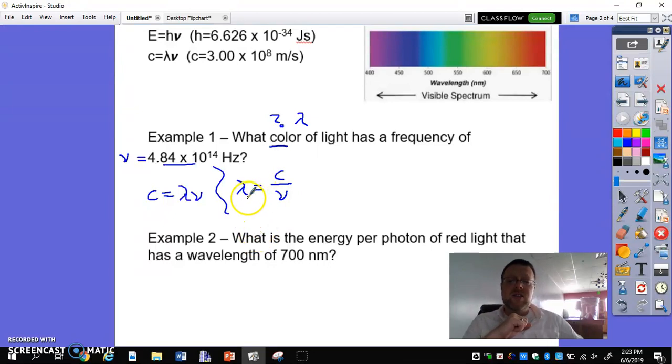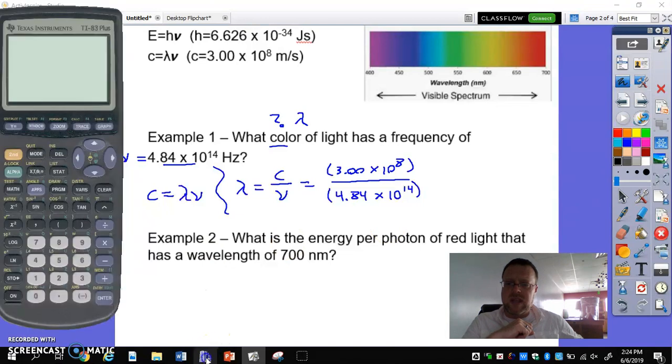Okay? All right, so all I would need to do then is make substitutions and divide these two numbers to figure out what the wavelength would be. I know the c is always the same number. c is equal to 3.00 times 10 to the 8th meters per second. And the nu is given to me in this problem. So I've got the 4.84 times 10 to the 14th power. Okay, so I just need to divide those two numbers. Let's go to our calculator and see what that would look like.